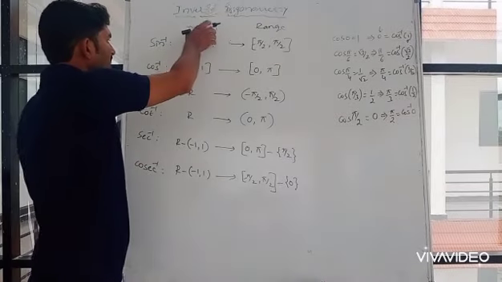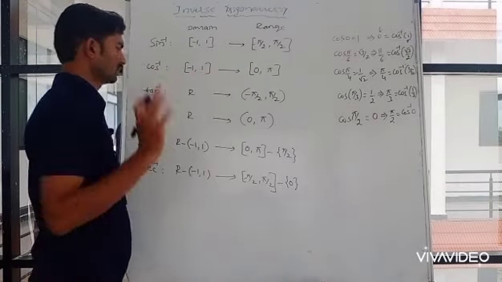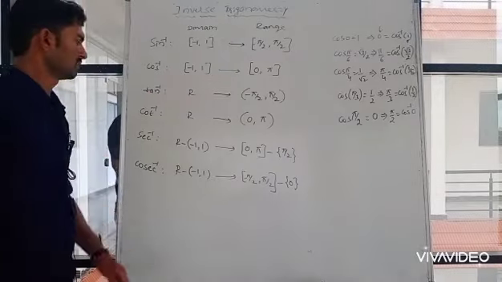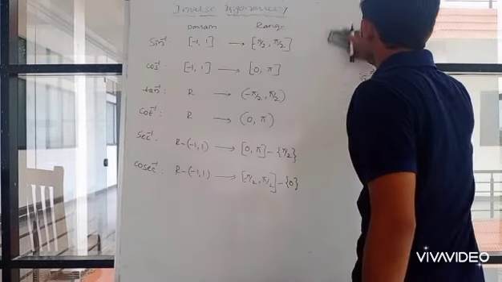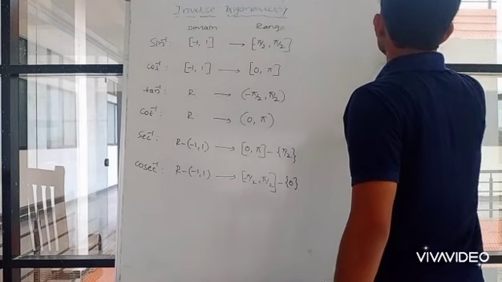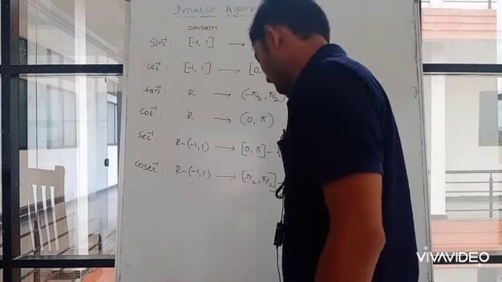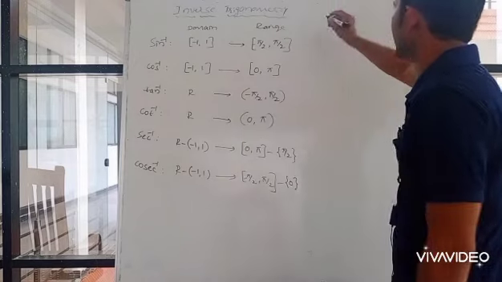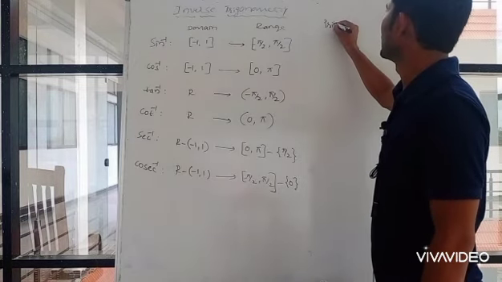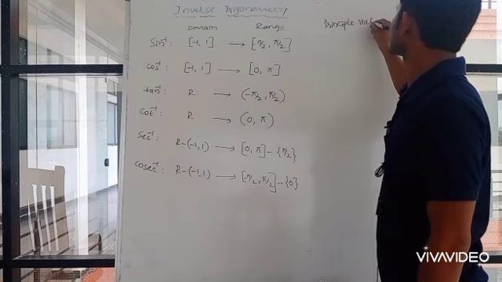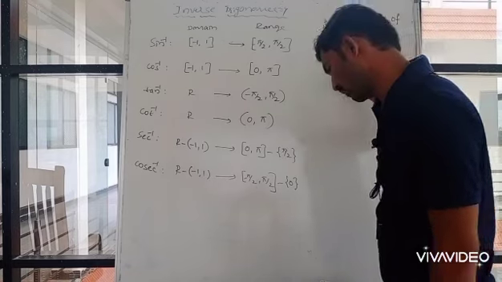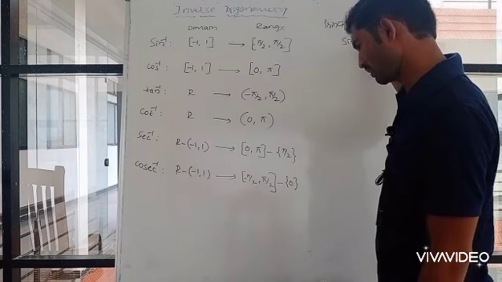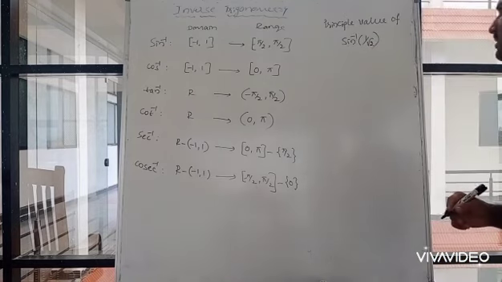So these are the domains and these are the ranges of the inverse trigonometric functions. Okay, so we need to remember the domain and range of these 6 inverse trigonometric functions. For solving the examples, they are very helpful. So let us consider the example. Find the principal value of sine inverse of 1 upon root 2. So this is one example.